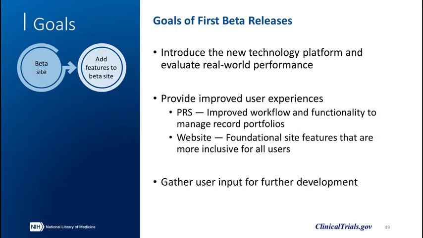The goals of the first beta releases are to introduce the new platforms in a way that promotes real-world evaluation of system performance to gather input for further development, while simultaneously enhancing the user experience. For the PRS, initial efforts aim to improve record workflow and the functionalities involved in managing record portfolios. For the ClinicalTrials.gov website, the goal is to provide foundational site features that are more inclusive for all types of users.